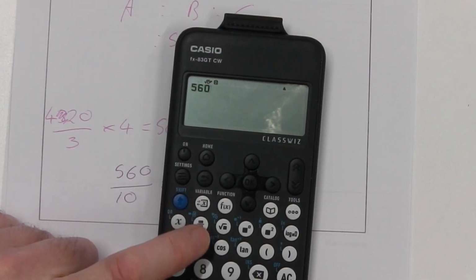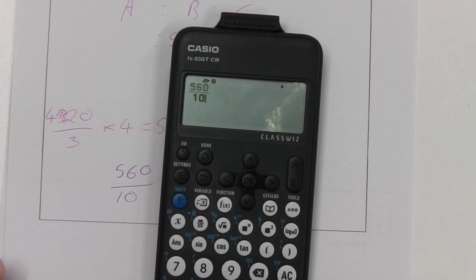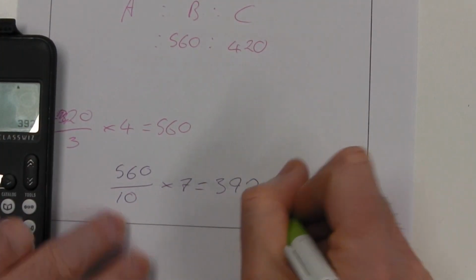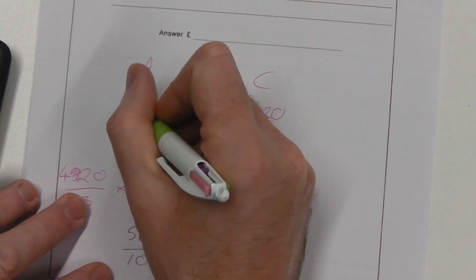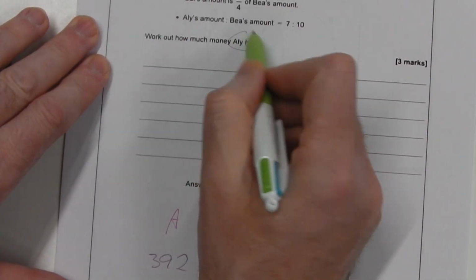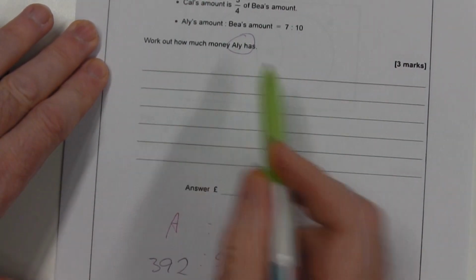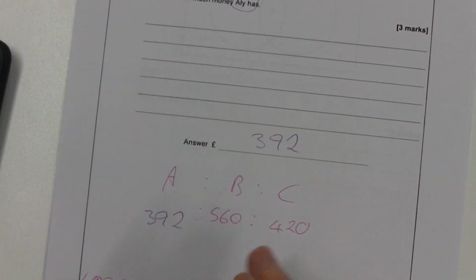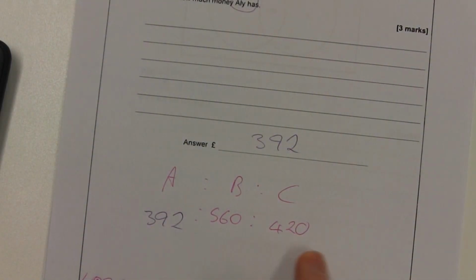560 divided by 10, move it to the side, and then we can times that by 7, and we get 392. So that's Ali's amount, 392, and that is the one they want. They want how much money Ali has, so it's 392. Be careful with that, make sure you put only the one. If you put the full ratio there on the answer line, you will lose marks.